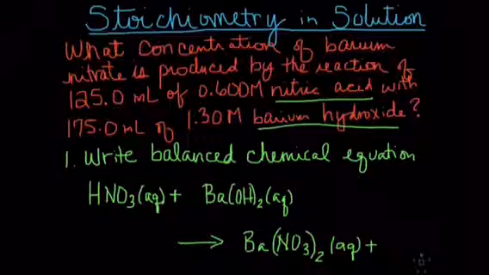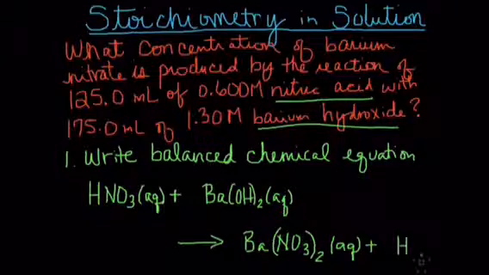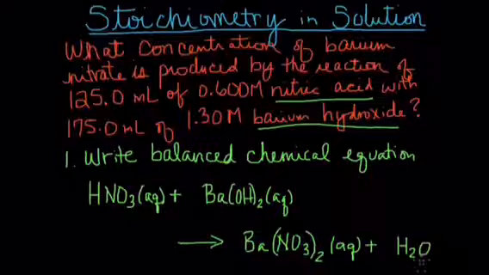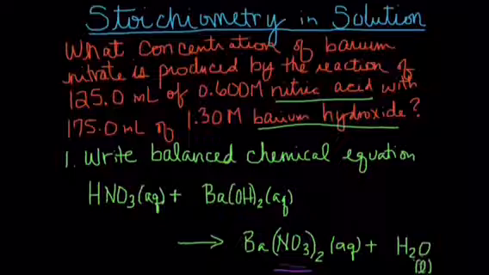And then our other product, always, when we're having a strong acid reacting with a strong base, is going to be water, so H2O. And we'll put that as a liquid. Okay, so now I need to balance this chemical equation. And I think I'm going to start with the nitrate ions here, because that's going to be sort of the most complicated piece of this, it looks like, balancing out the nitrogens and the oxygens. So if I've got two NO3s on the right-hand side, then I know I've got to have at least two on the left. So you need two HNO3.